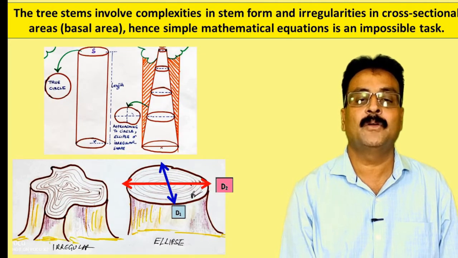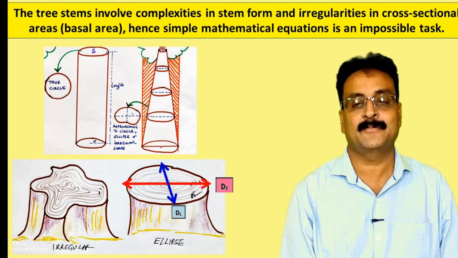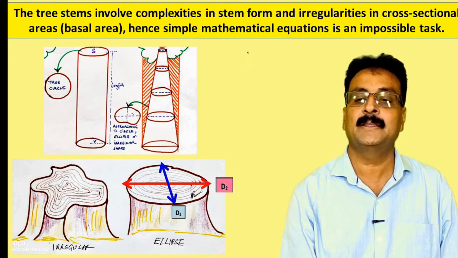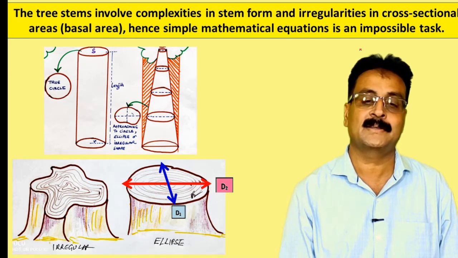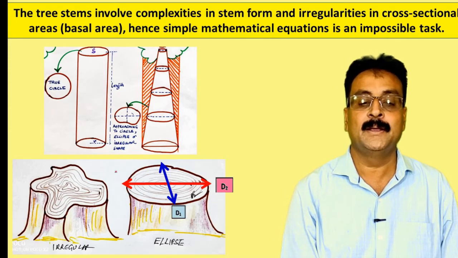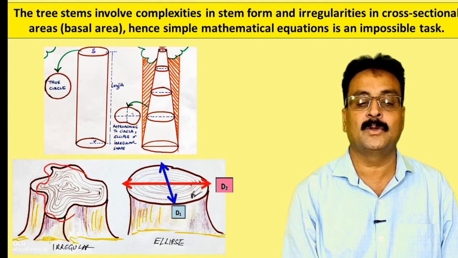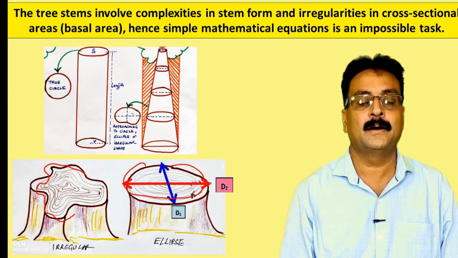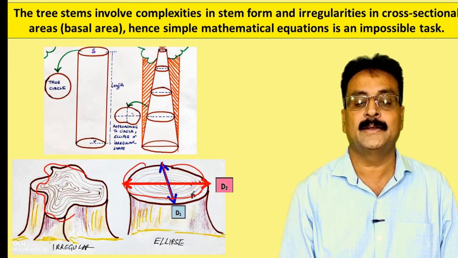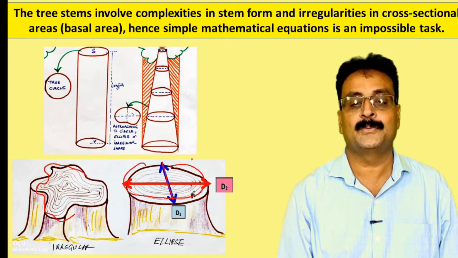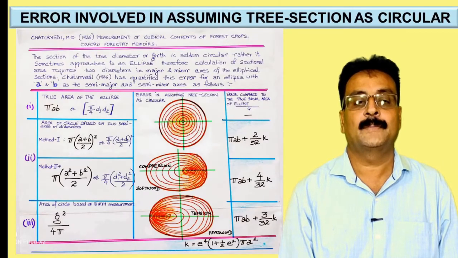So tree stems involve complexity in stem forms and irregularity in cross section and basal area. Hence simple mathematical equations are an impossible task, because a tree is never circular. It may be irregular, or it may be an ellipse. When it is an ellipse, we take it at right angles to the diameter, one is the minor axis and one is the major axis. If we take the diameter, or the radius also, we can calculate that.